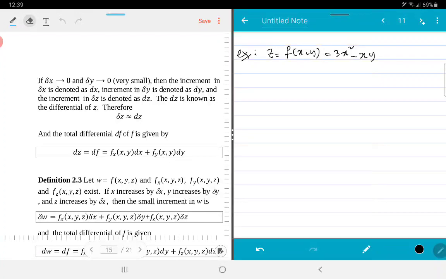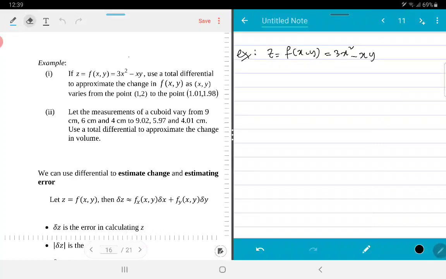Okay, so back to our example. Here the point x, y is supposed to be (1, 2), but then it changes to (1.01, 1.98). So you can see that there are changes in x and also changes in y. We want to know what the change in z, or in f, is. All right, so let's find delta z. Delta z would be the change in z. So what you do is you take the new value minus the old value.